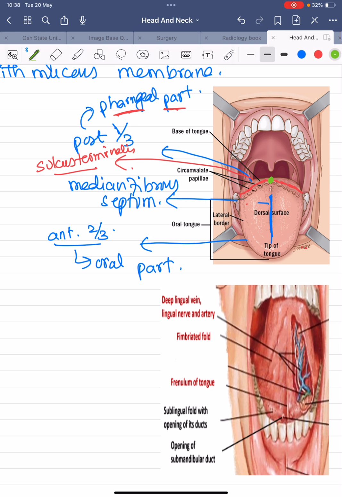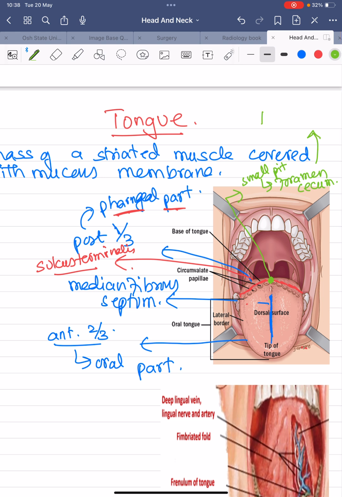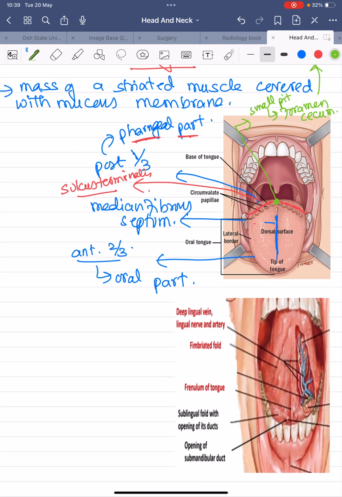Now a very important thing: at the apex of the sulcus, please remember, a small pit is present. This small pit at the apex of the sulcus, which is projecting backward, is known as the foramen cecum. Very, very important. The foramen cecum is an embryological remnant and marks the site of the upper end of the thyroglossal duct. So this is the anterior 2/3 part, the oral part, and the posterior 1/3 part, the pharyngeal part.